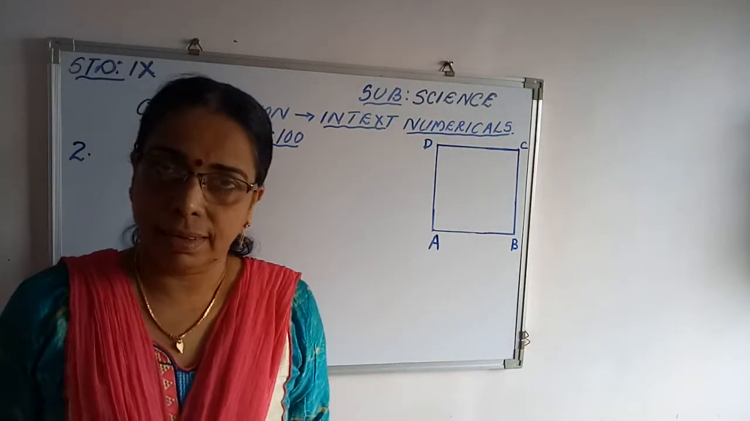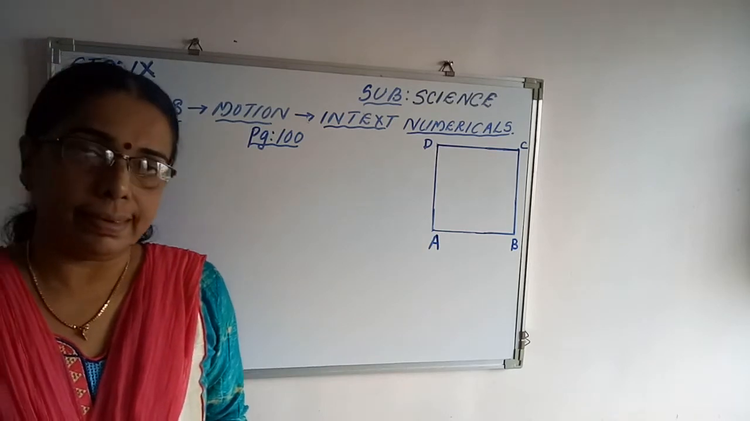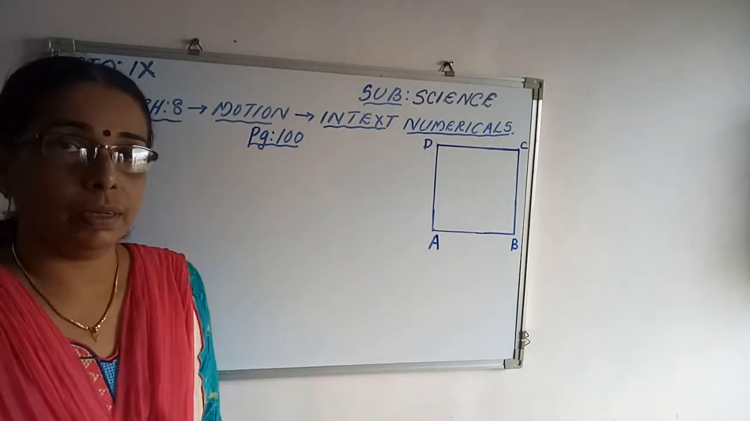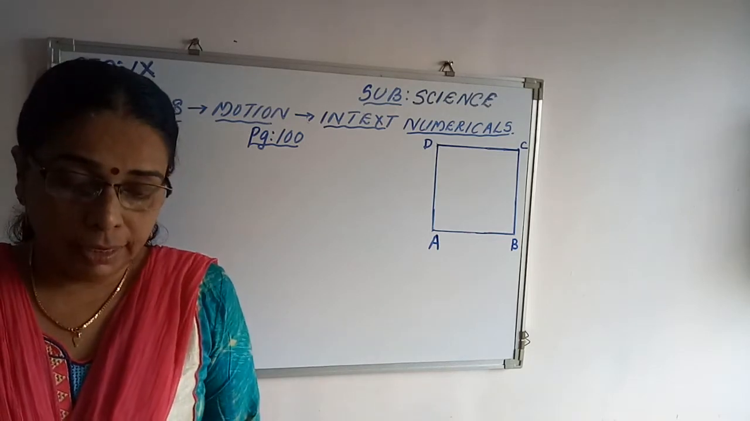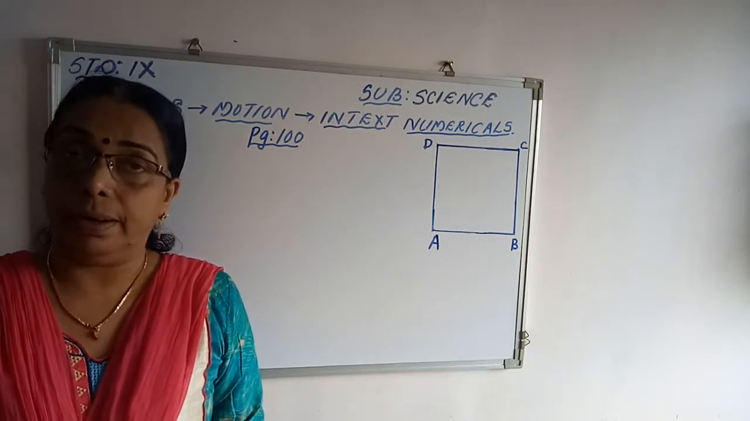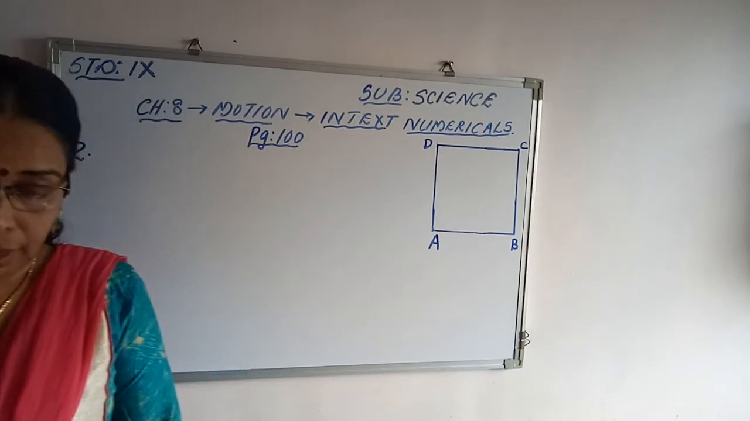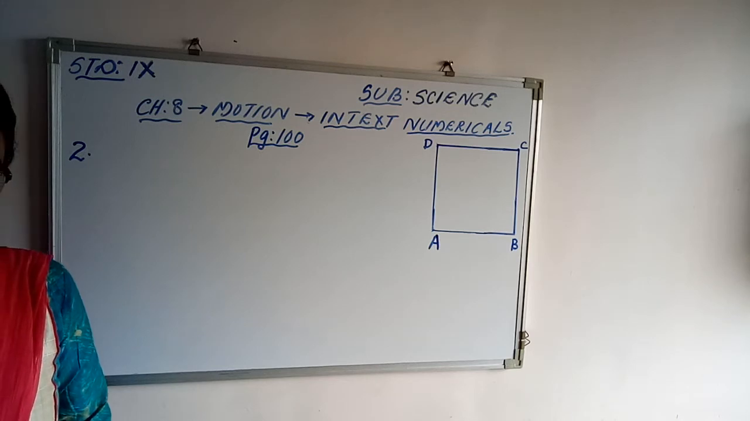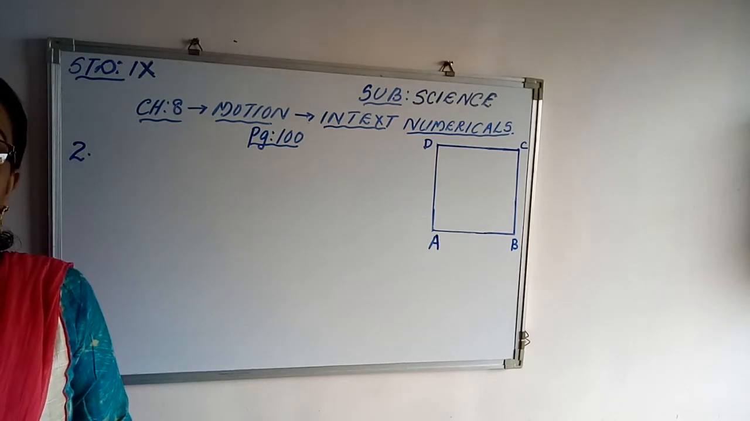Hello students, today we are going to discuss the index numericals of chapter 8. Take page 100. Second question: a farmer moves along the boundary of a square field of side 10 meter in 40 seconds.